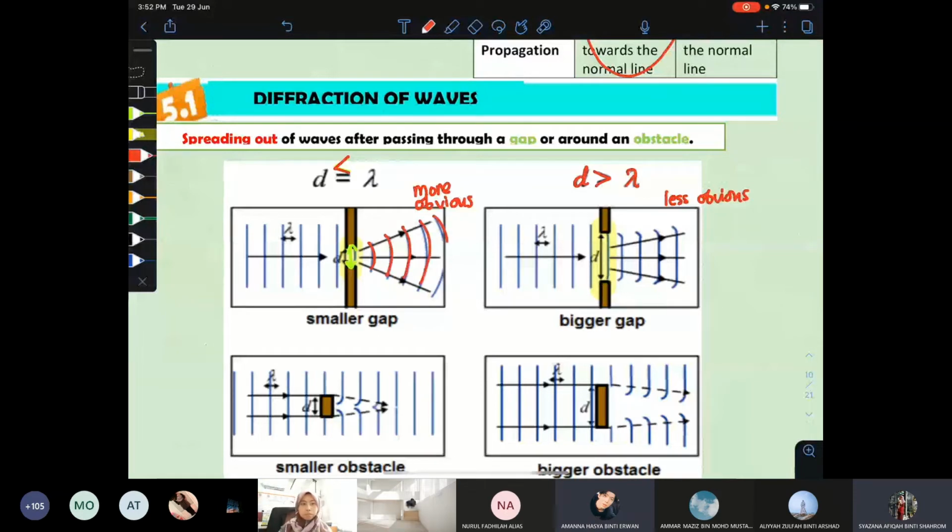Then if you are asked to draw, right? You must make sure, does the wavelength change or not?